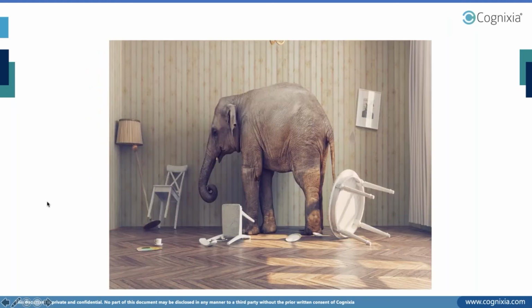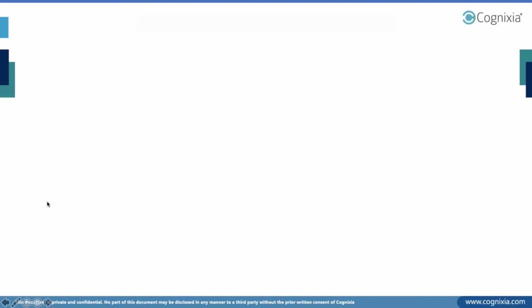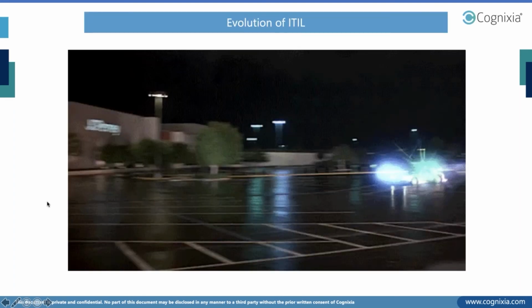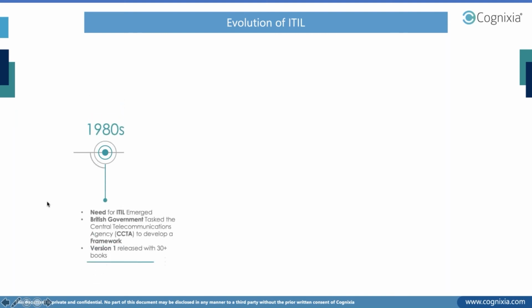Today we'll have a brief introduction about ITIL. Let's start by addressing what is ITIL. In order for us to understand what ITIL is, we have to go back to the future, back to the early 1980s when it all started. In the 1980s, the British government tasked the Central Telecommunication Agency to come up with a framework. In the 80s, version 1 of ITIL was released, which was 30 plus books. At this point of time, only government organizations were a major consumer of ITIL.